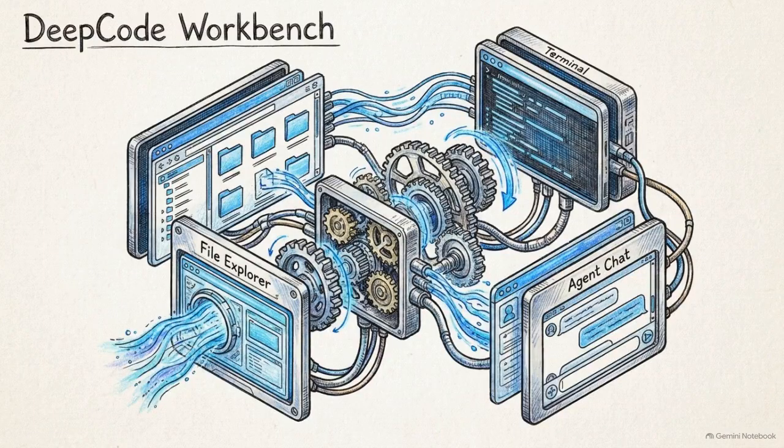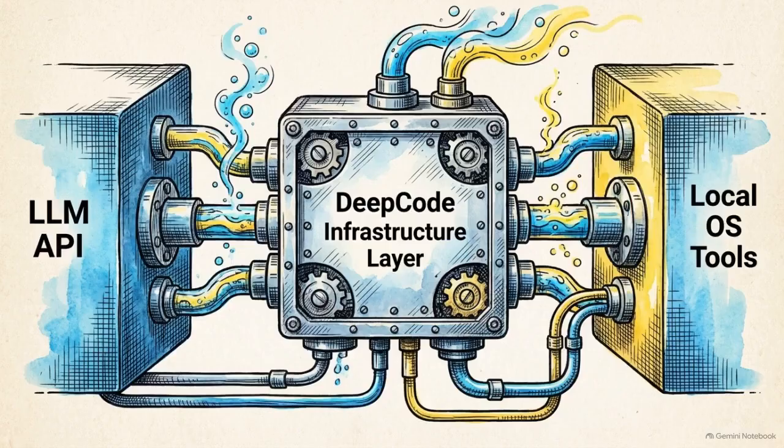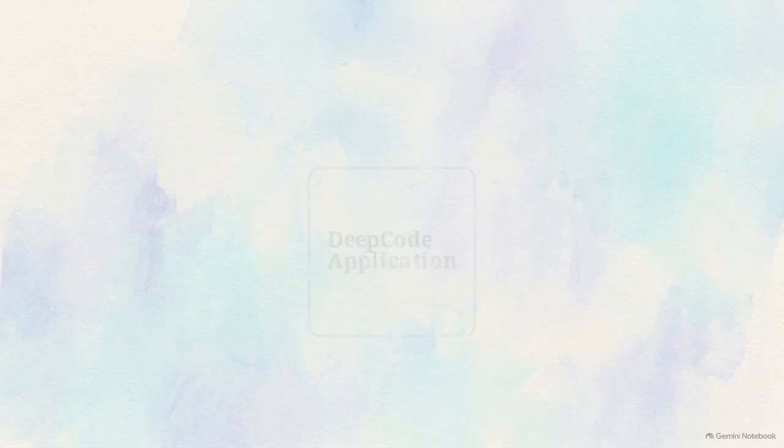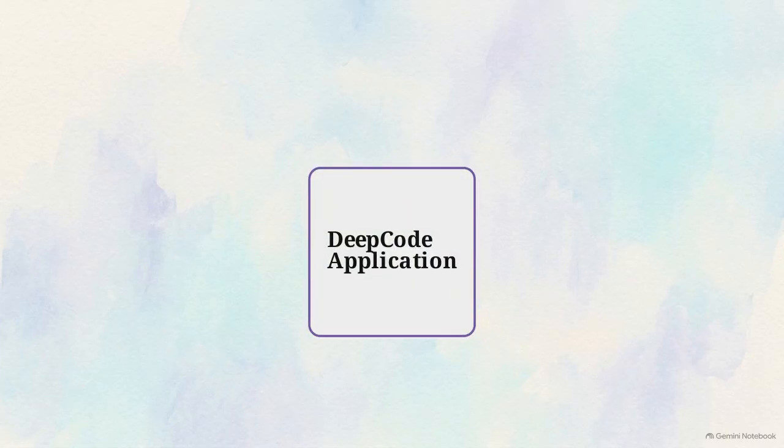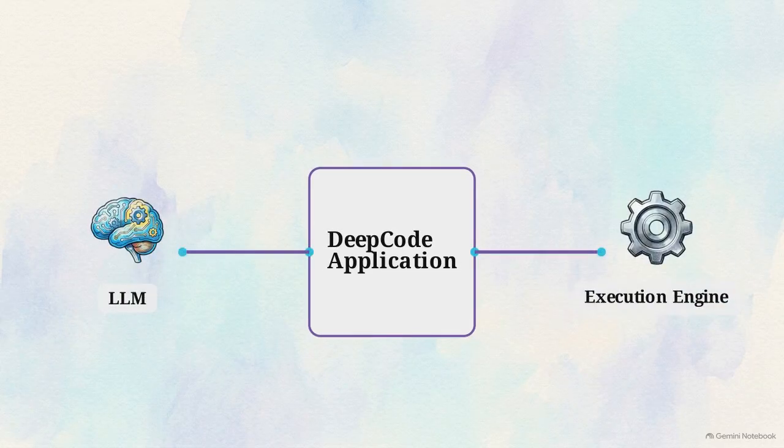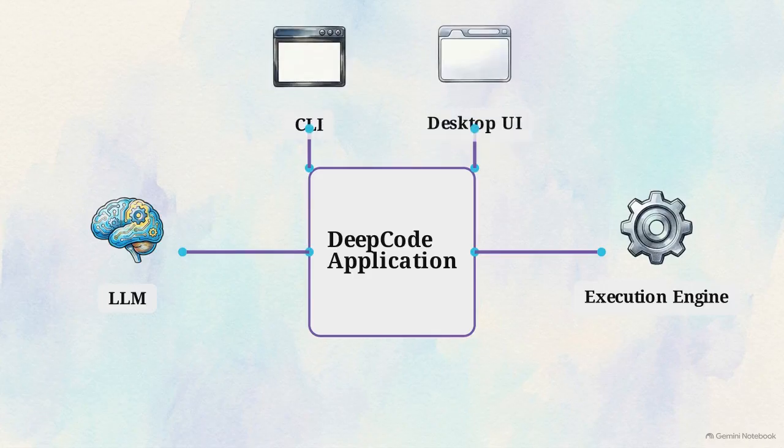DeepCode, developed by the University of Hong Kong Data Intelligence Lab, approaches this by acting as an open agentic software engineering harness. It is an infrastructure layer, not an AI model itself. This infrastructure relies on a strict composition root, the DeepCodeApplication. This node completely separates the LLM from the execution engine. This kernel is agnostic to its front end, powering both a headless command line interface and the Tauri desktop workbench.